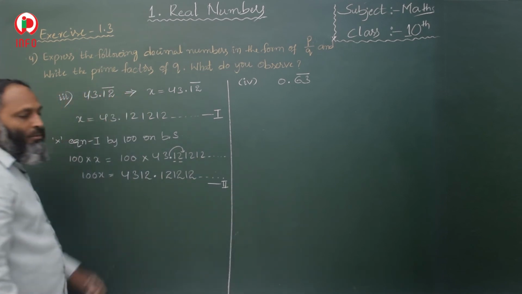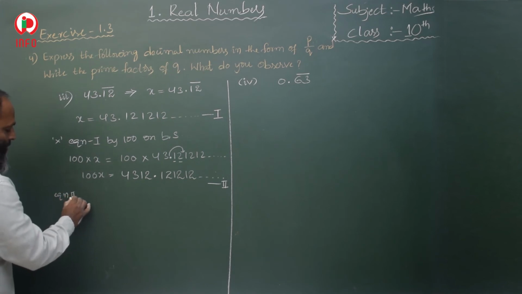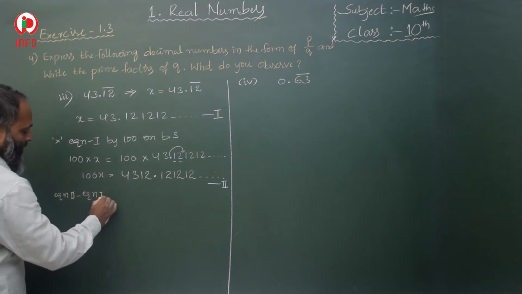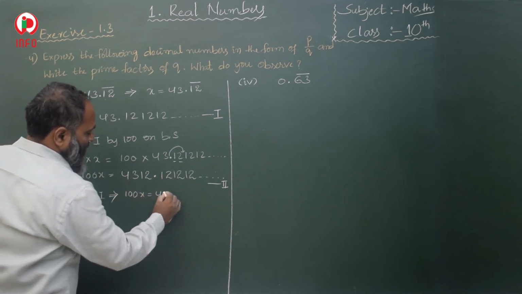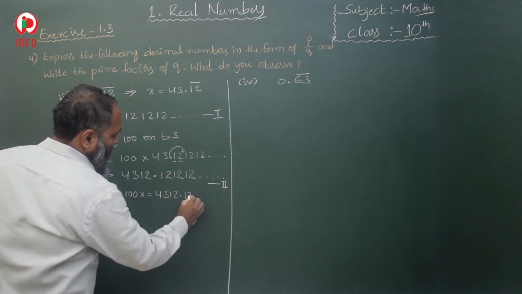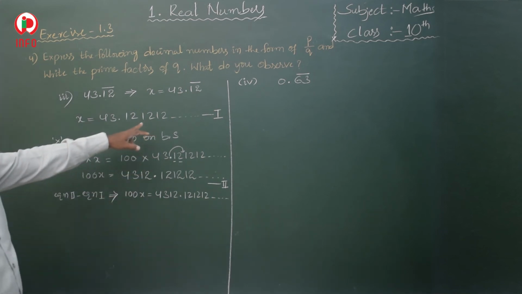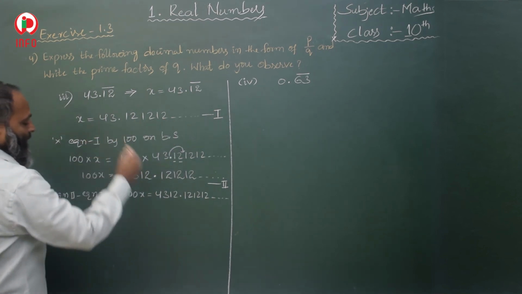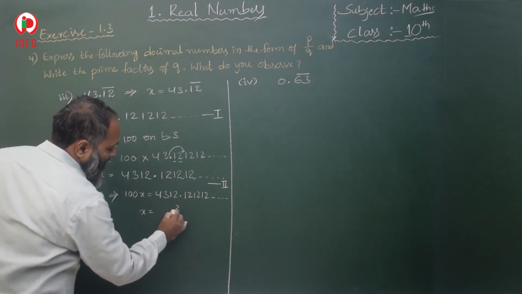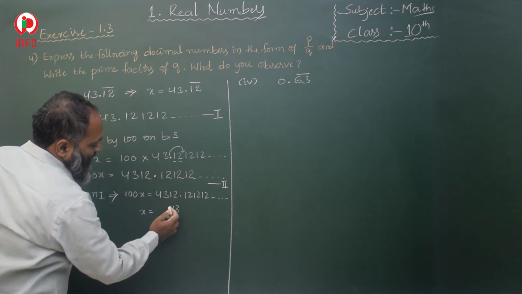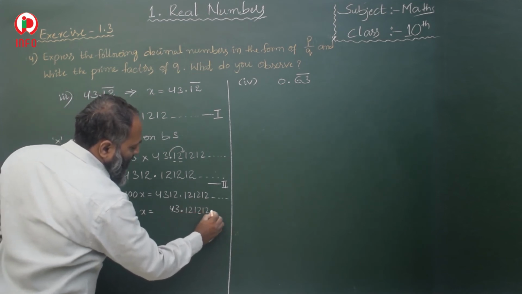Now subtract: equation 2 minus equation 1. What is equation 2? 100x is equal to 4312.121212 and so on. And equation 1 is x is equal to 43.121212. How to write 43? Here 3 in the 1's place and 4 in the 10's place, and after that the point and 1, 2, 1, 2, 1, 2.